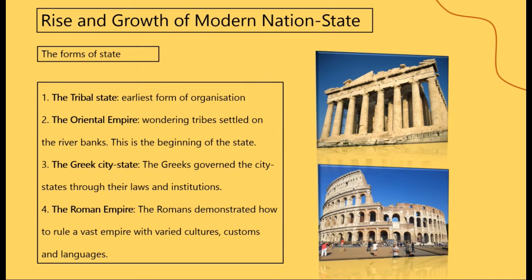The selfishness of the patrician, the politics of power, conspiracies, and murders, and power struggle led to the downfall of the Republic. The seizure of power by Julius Caesar and the rise of Augustus as emperor announced the fall of the Republic. Thus, the Romans demonstrated to the world how to rule over a vast empire with varied cultures, customs, and languages. It gave a well-organized and well-governed empire to the world.